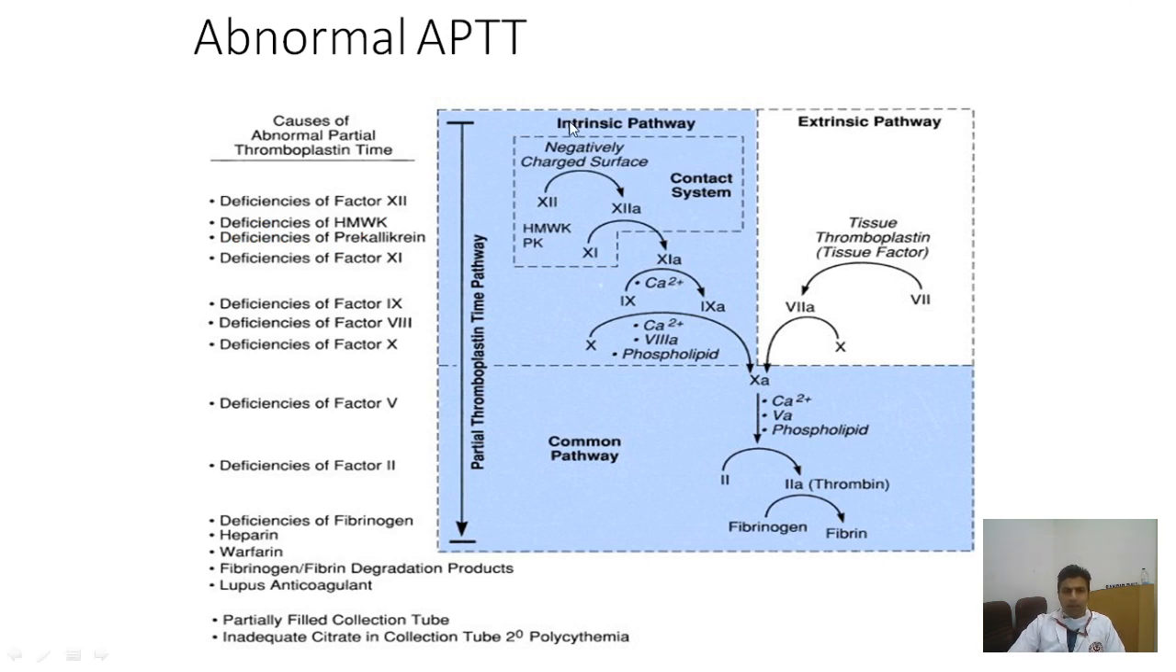The abnormal APTT could be due to a defect in the intrinsic pathway and the common pathway. So factor 12, 11, 9, 10, these that you know of. A very important group here is the hemophilias, factor 9 and factor 8. Defects in these can lead to abnormally prolonged APTT, and like I said for the abnormally prolonged PT, abnormally prolonged APTT could also be due to factors in the common pathway.